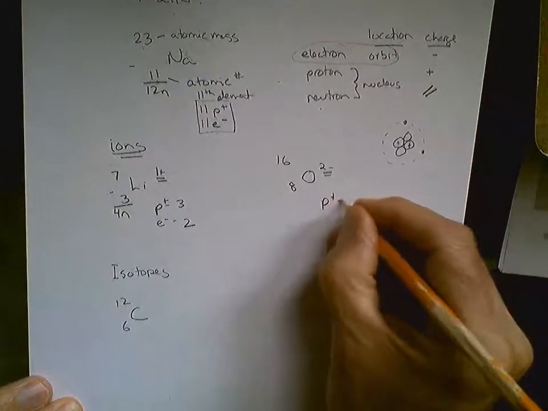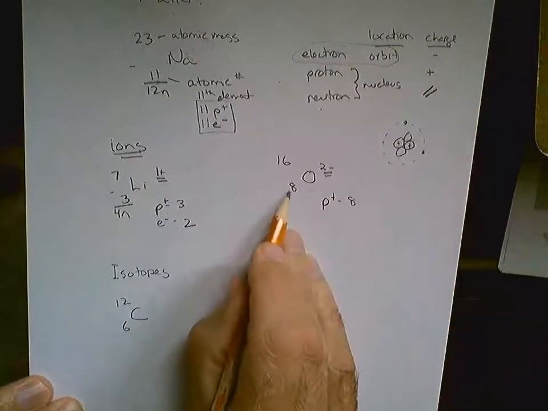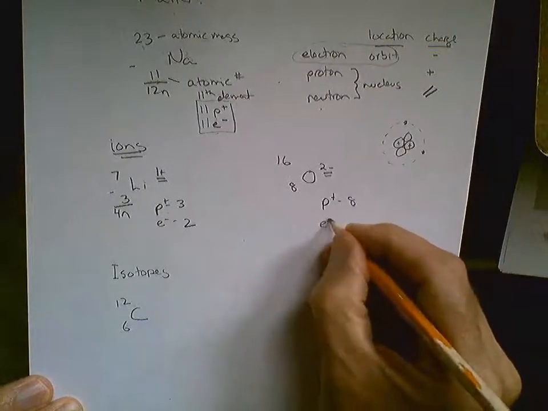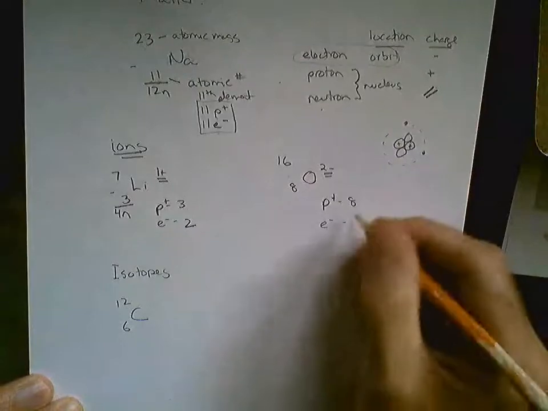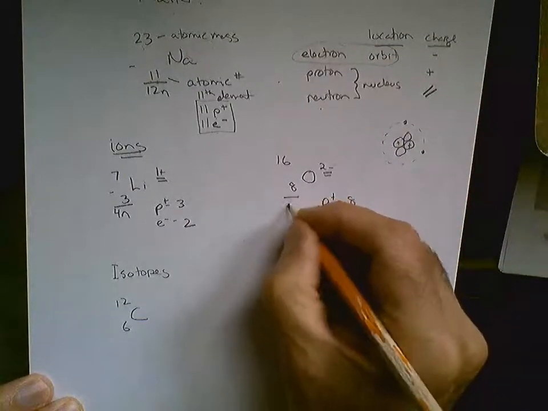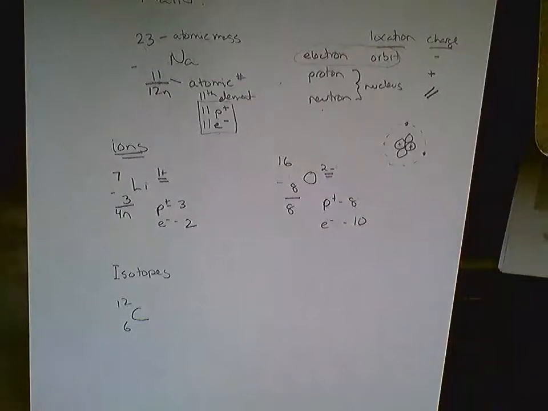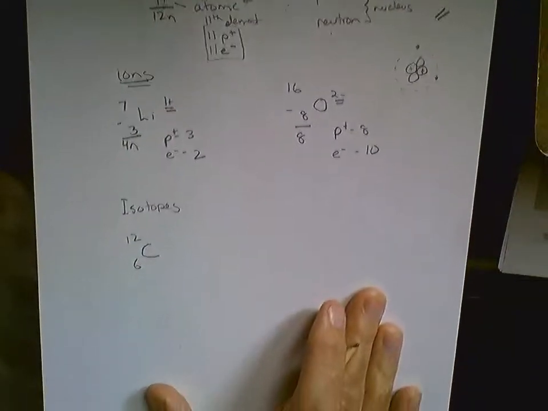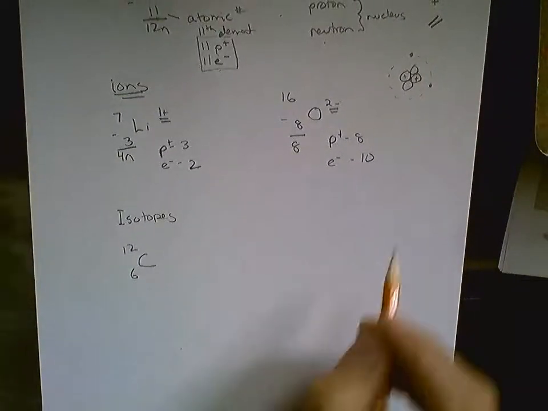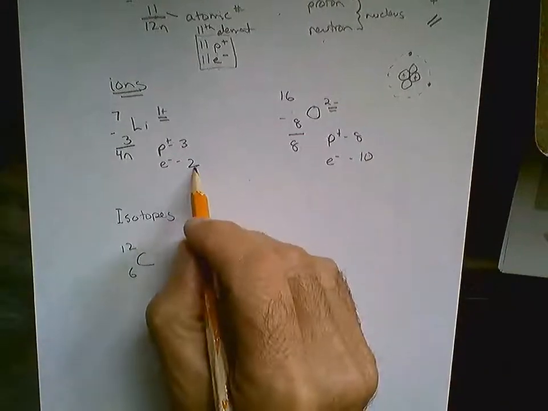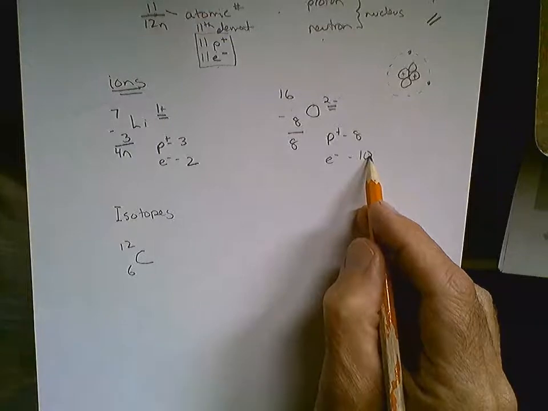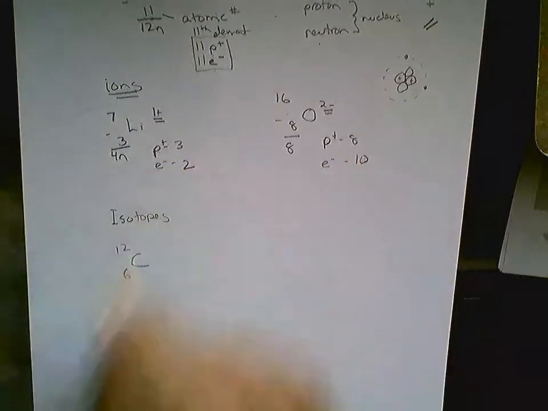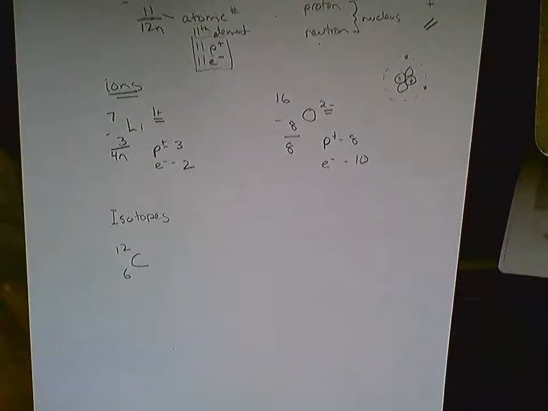Let's do that again. Protons 8. This number is never going to change. You have 2 more negative charges than you do positive charges, so you'll have 10 electrons. 16 - 8 is 8 neutrons. Now, we can change electron numbers. We would have thought there was 3, there was 2. We would have thought there were 8, there were 10. We can never change proton numbers.